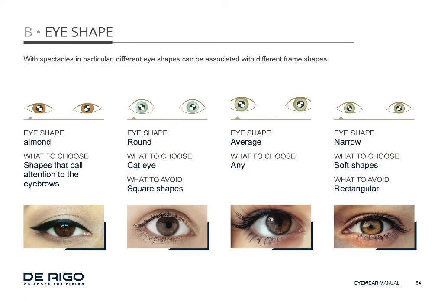Eye shape. With spectacles in particular, different eye shapes can be associated with different frame shades. Almond eyes should choose shapes that call attention to the eyebrows. Round shapes should choose cat eyes, and avoid square shapes. Average eye shapes can choose any. Narrow eye shapes should choose soft shapes and avoid rectangular.